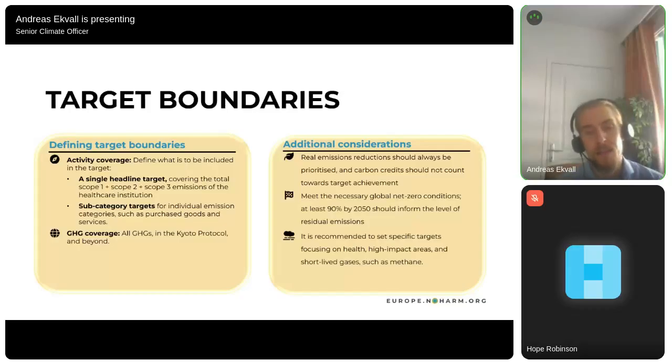Beyond these boundaries, we need to consider that real emission reductions should always be prioritized. These should be aligned with an economy-wide emission reduction of at least 90% by 2050. And we also need to think very granularly when we are setting targets. It is recommended to set additional targets, or rather subcategory targets, focusing on health, high-impact areas, and short-lived climate pollutants such as methane.